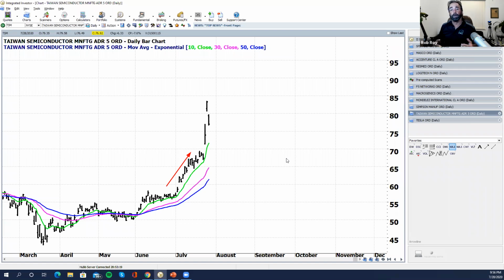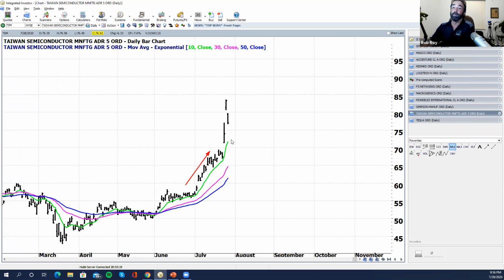So I still say be cautious, take your profits, be happy. Don't try to catch the bottoms and the tops, because it's almost impossible in normal times. It's that much harder with what's going on right now.